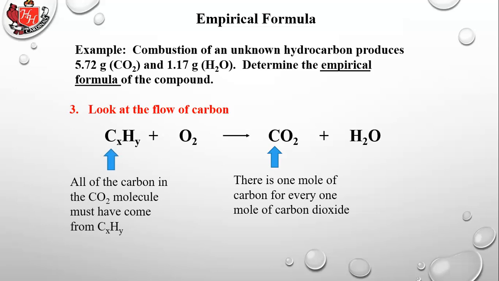And all of the carbon in the CO2 molecule or mole must have come from the CxHy compound. Why? Because that's the only carbon there is on the left side of the arrow. So the carbon on the left side of the arrow has to move over and become the carbon on the right side of the arrow, and we need exactly the same number of moles in both of those places, because you can't create or destroy molecules or moles. Whatever you have in the reactants has to be the same in the products.